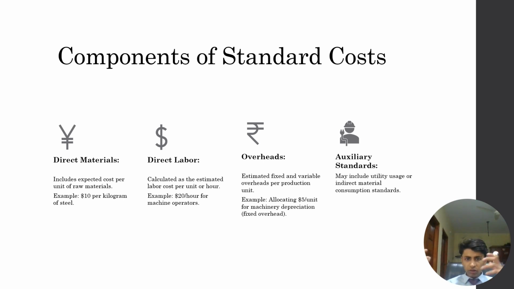the rates of variable and the fixed overheads allocated to the products are predefined in standard costing. Then comes auxiliary standards. These include any utility usage or any other material consumption standards that are included.